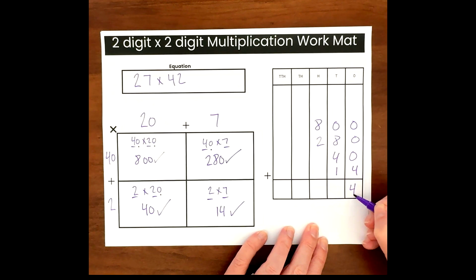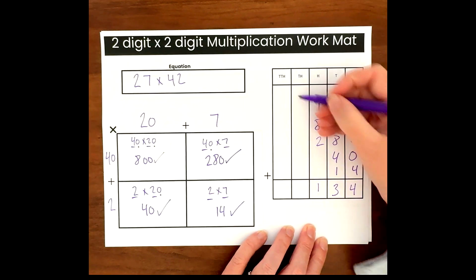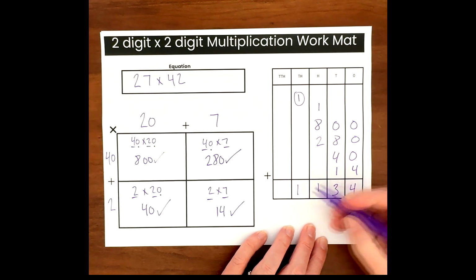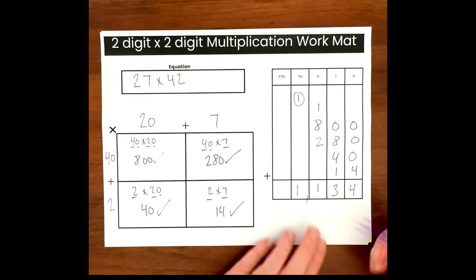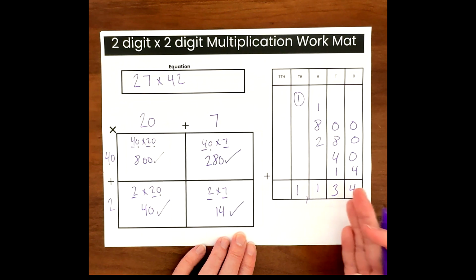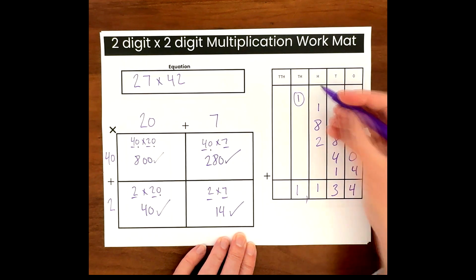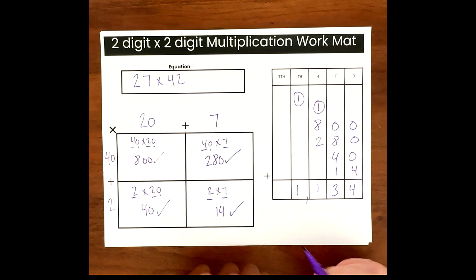Go ahead and add, regroup. Again, I would be talking the kids through this process. We start in the ones place. Good. We have a 4. Did we have to regroup? No. We moved to the tens place. 8 plus 4 is 12. 12 plus 1 is 13. Can I write 13 in the tens place? No. I have to regroup that to the hundreds place.